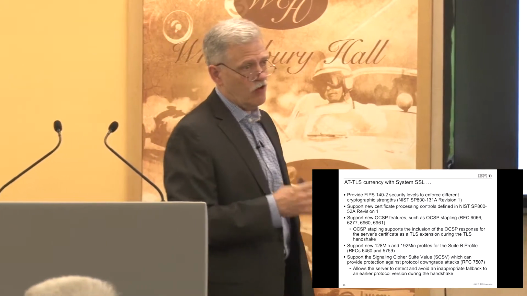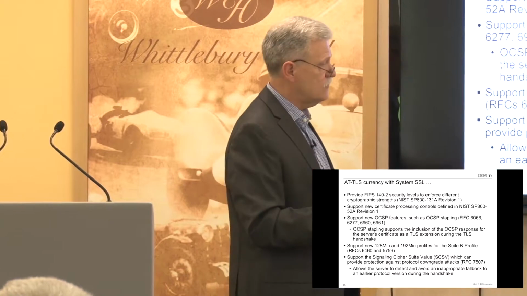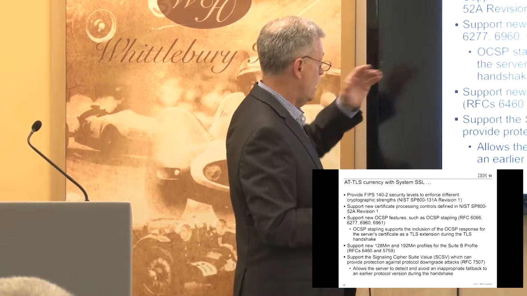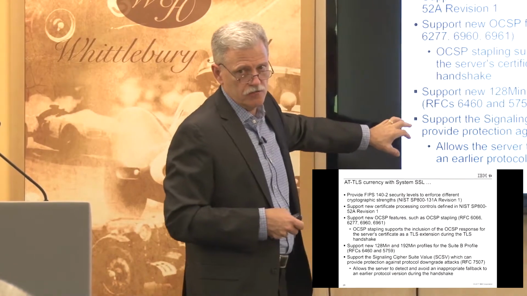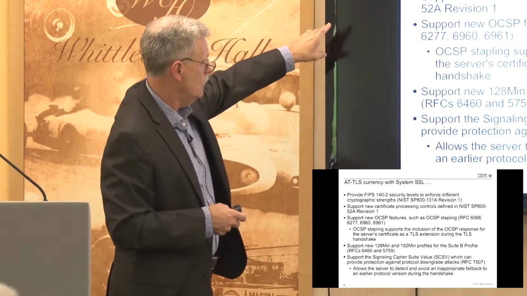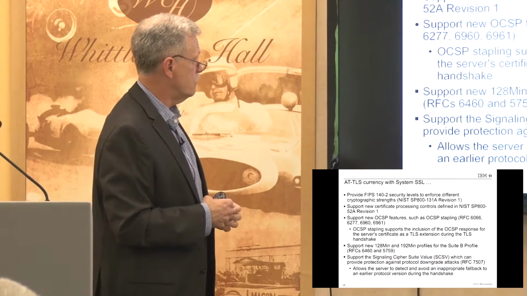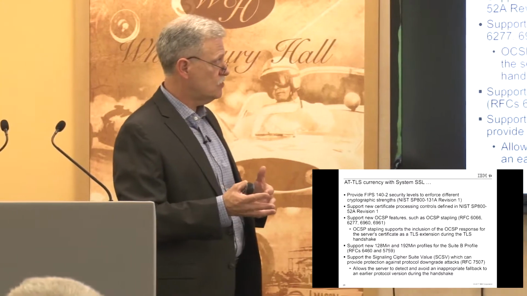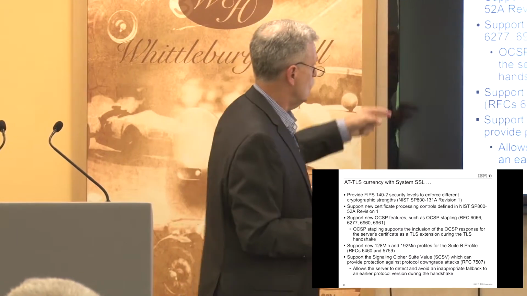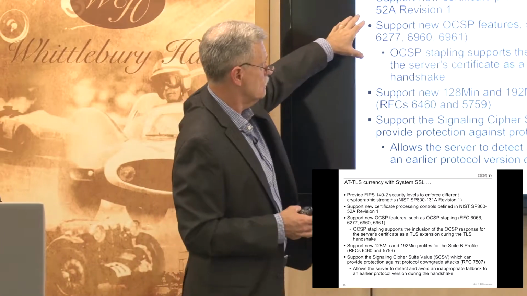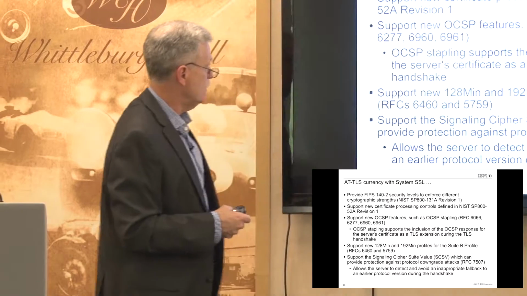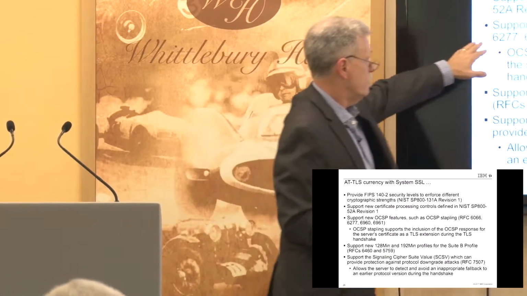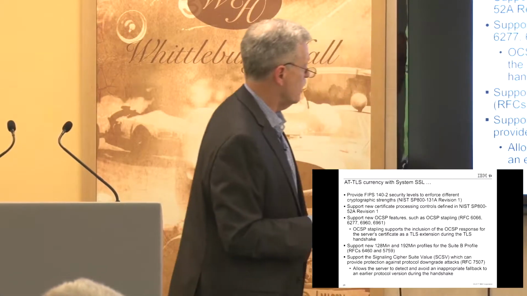In 2.3 we have a long list, as in every release, of standards and RFCs that we need to update for our ATTLS support. Here's a list. I won't go into every one of them, but you can read them on your own. For example, the first one is to provide FIPS 140-2 security levels to enforce cryptographic key strength. It goes from an 80-bit to a 112-bit, and I think there are 3 levels now supported. That's provided in 2.3. We have support for new certificate processing. We have support for the certificate protocol that allows us to validate.